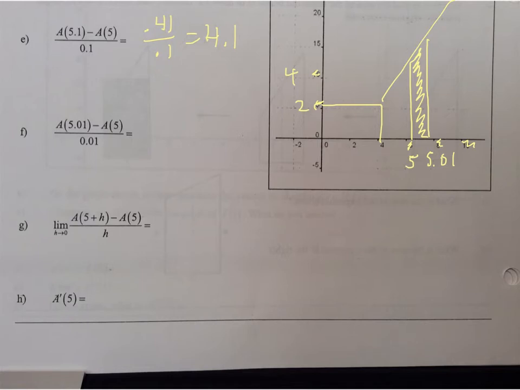So F asks us to do a similar procedure as we have computed between D and E, but instead of using 5.1, we're looking at a smaller interval at 5.01. So I've given a little diagram over here as to what you're to compute. Okay, I'm going to leave the actual computation up to you, but the value that I got overall was 4.01.